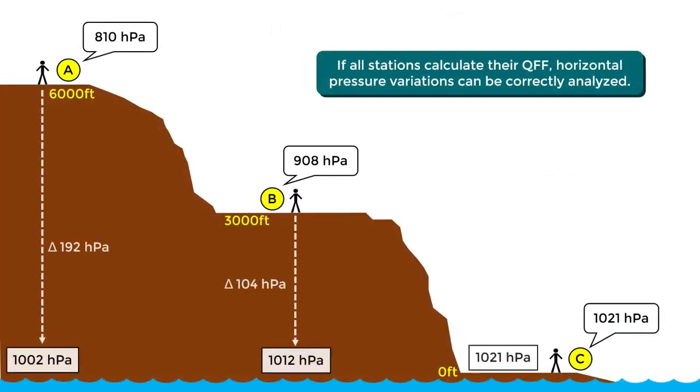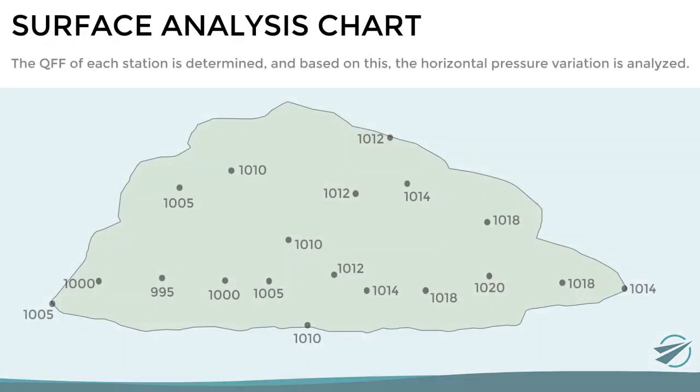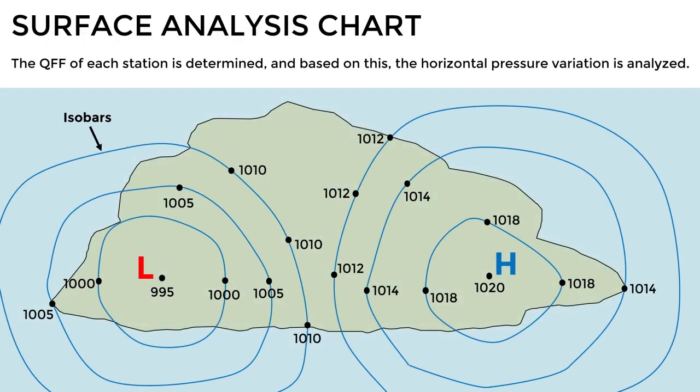So, now that we know what QFF is and how it is calculated, then we can say that if all weather stations calculate and publish their QFF, horizontal pressure variations can be correctly analyzed, even if the stations are at different elevations. This allows us to determine high and low pressure areas objectively, as well as to draw the corresponding isobars in surface analysis charts.